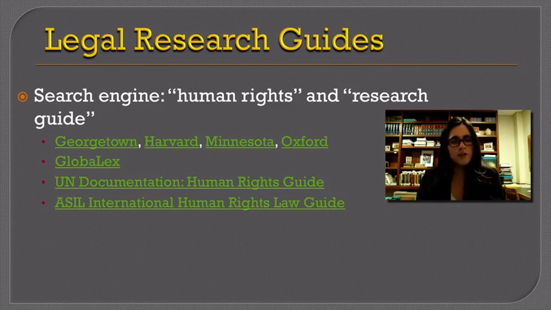If you go to your favorite search engine and simply include in quotation marks human rights and research guide or legal research guide, you'll find a number of freely available research guides online. You'll see that I've included some representative examples here. Some are authored or maintained by law librarians at academic institutions, and others are maintained by organizations. So for example, the United Nations has an excellent research guide, and the American Society of International Law also provides an excellent research guide.